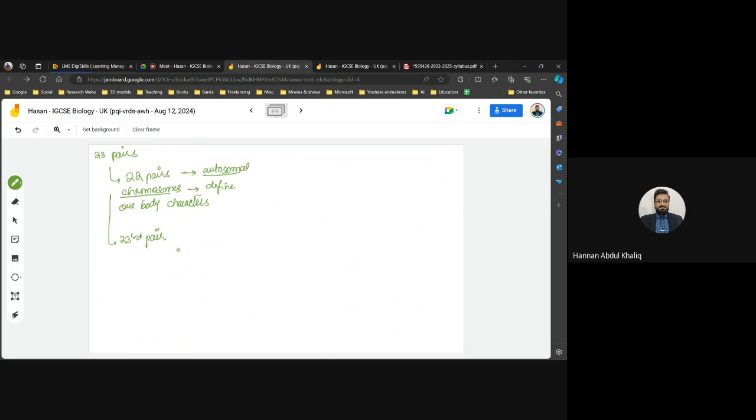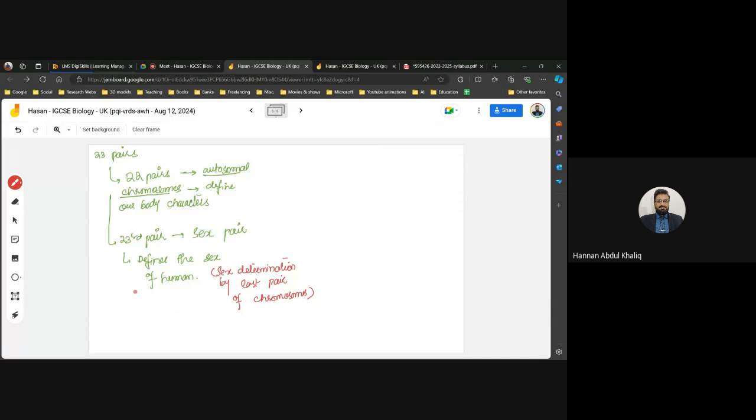The 23rd pair is called the sex pair. It defines the sex of a human, and that is its only task. This phenomenon is called sex determination by chromosomes, sex determination by the last pair of chromosomes. The last pair of chromosomes often defines our sex.